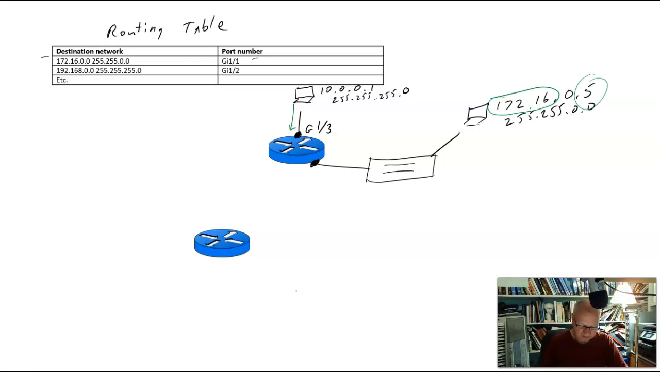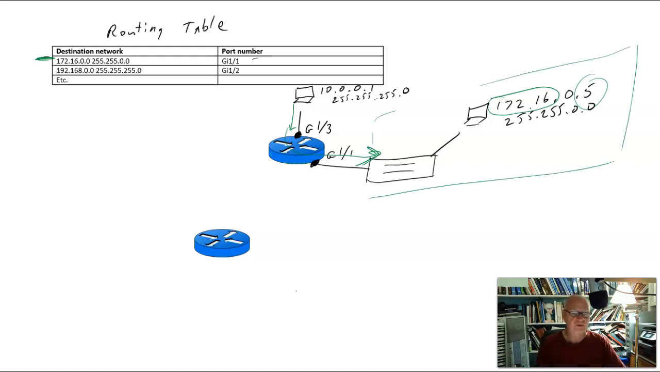So it's going to look here and say, oh, the network 172.16, 255.255, is on G1/1. So let's put that G1/1 in here, by the way. So now it's going to go ahead and send that information out of that port. Now once it gets over here, then we will worry about the switch, and the local network will worry about how to get it to that specific computer. The router doesn't care about that.